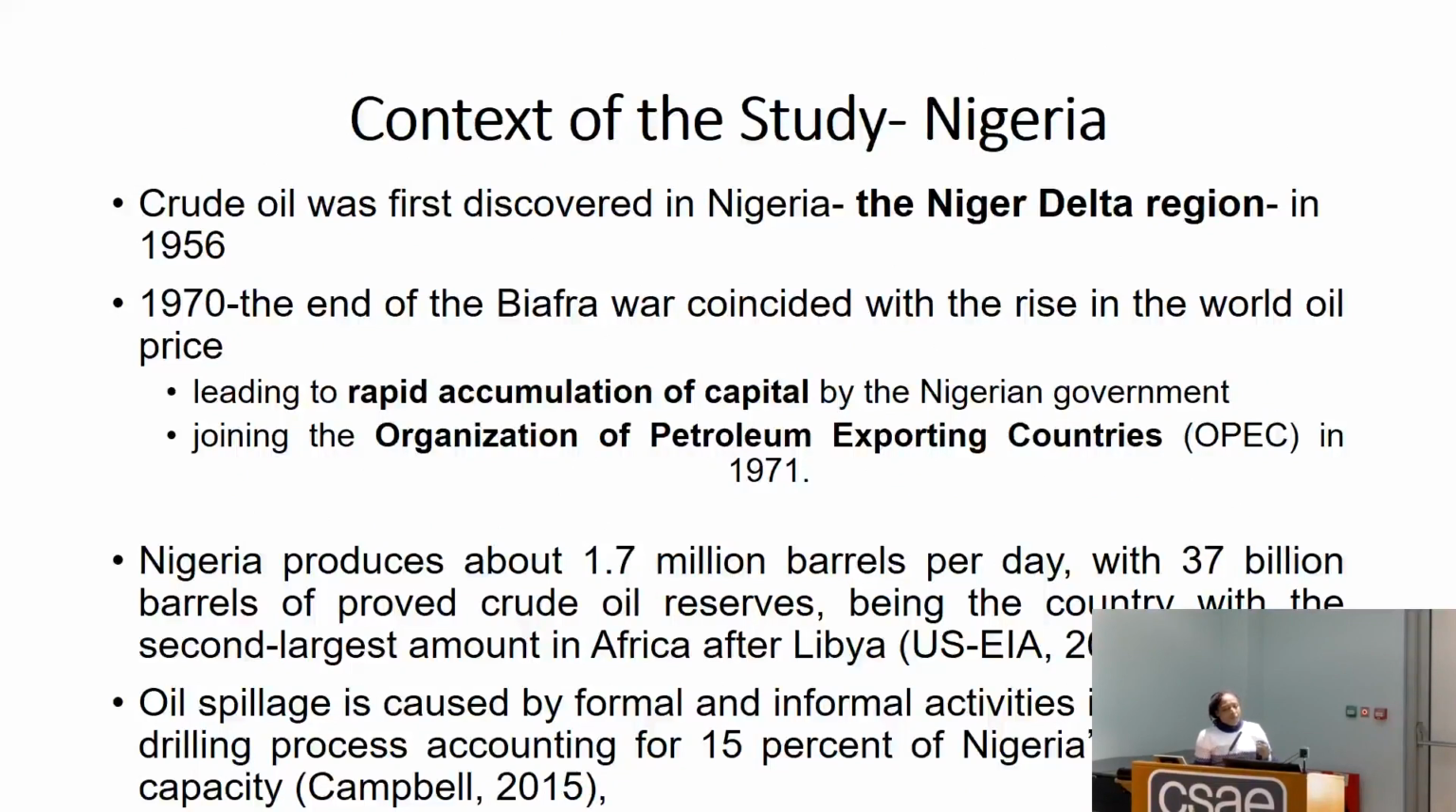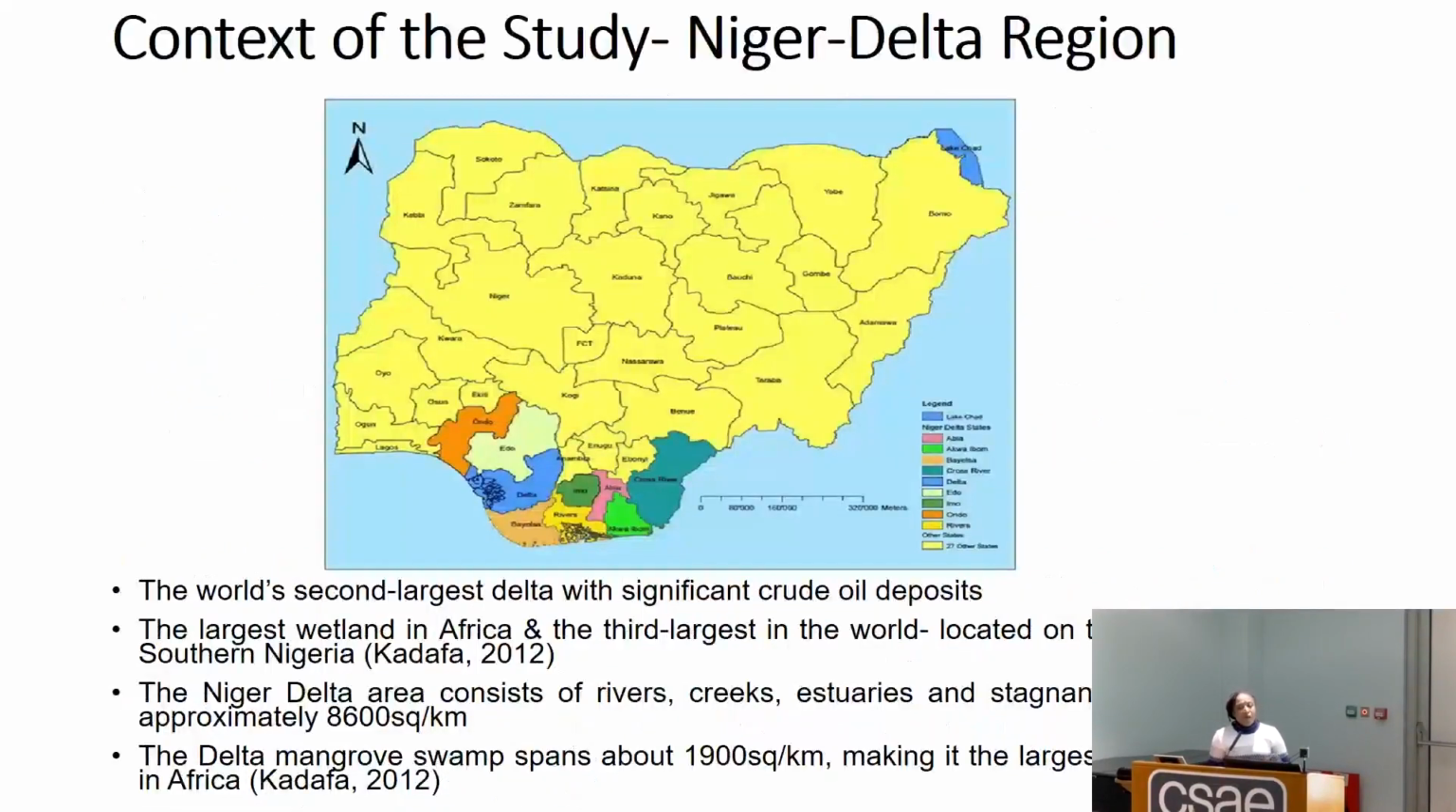Now, on the context of the study, crude oil was first discovered in Nigeria in 1956 in commercial quantity. And in 1970, at the end of the popular Biafra War, that period coincided with a rise in oil prices in the global space. That led to rapid accumulation of capital in Nigeria, and it also culminated in the time when Nigeria joined the Organization of Petroleum Exporting Countries in 1971. Nigeria produces about 1.7 million barrels of oil per day and has a reserve of over 37 billion barrels of crude oil. The oil spillage is a function of formal and informal activities, and over 15% of it is from informal activities such as bunkering and illegal mining.